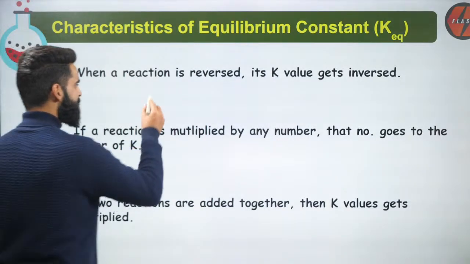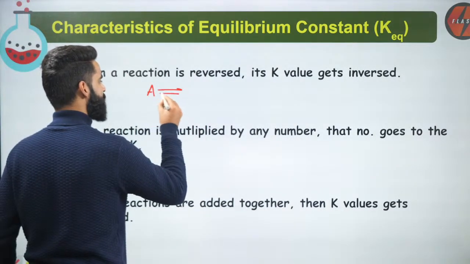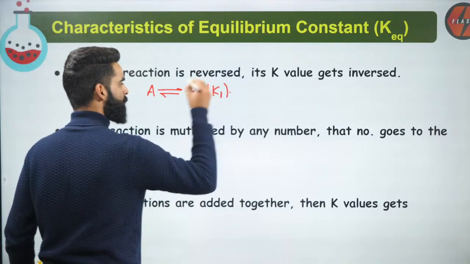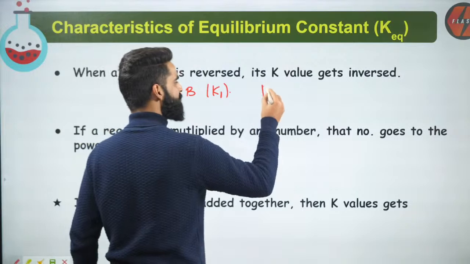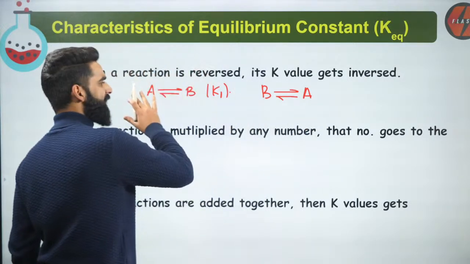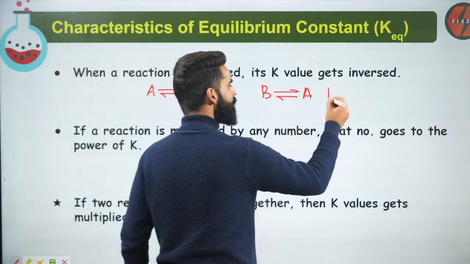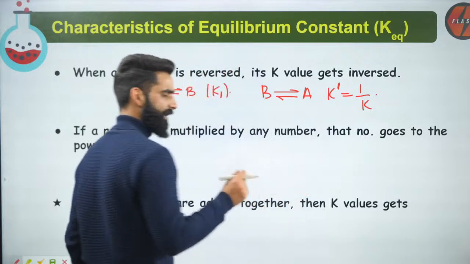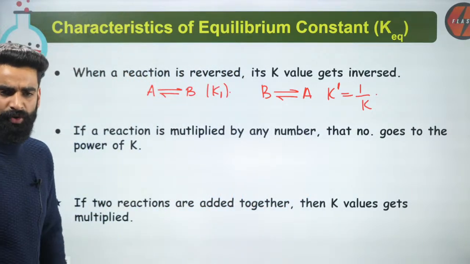Very simple. Let's say I've got a reaction like this, A in equilibrium with B. Let's say its equilibrium constant is K1. Now people, if I reverse the same reaction, it gets B converted into A. On reversing the reaction, the new equilibrium constant for this reaction will be 1 divided by K1. So when a reaction is reversed, its equilibrium constant is inversed.